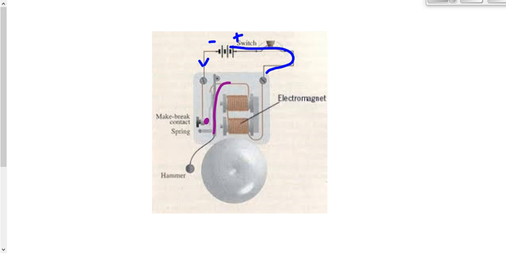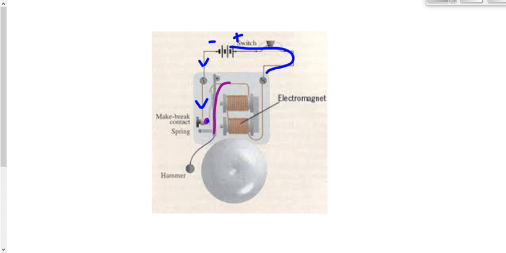What happens if the contact is broken? The circuit is cut. The electrons don't flow through here anymore, right? They can't flow through here. So now we have no electrons flowing through the wire. We still have wire, but there's no electrons flowing through them. So those coils are no longer electromagnets. They no longer attract this hammer. So the hammer goes back to where it was.